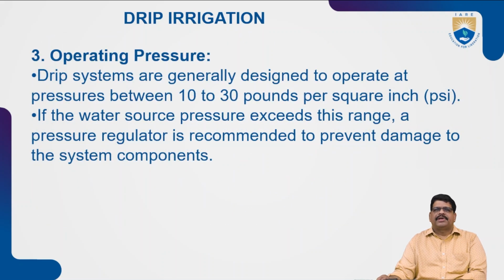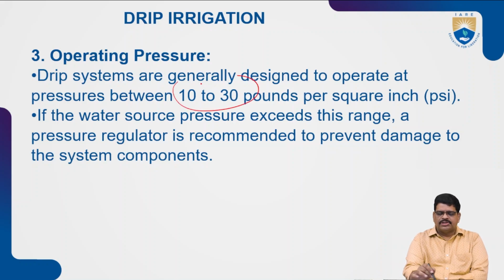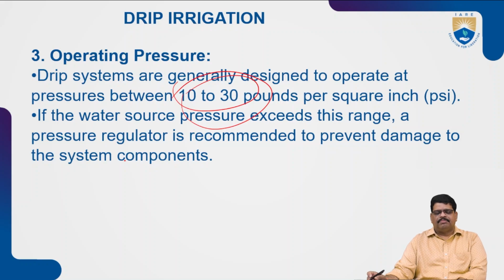Next, operating pressure is one of the system parameters. Drip irrigation is generally designed to operate at a pressure between 20 to 30 pounds per square inch. If the water pressure exceeds the recommended range, it can damage the system components. That's why you have to maintain the pressure within the range of 10 to 30 pounds constantly. That is important.